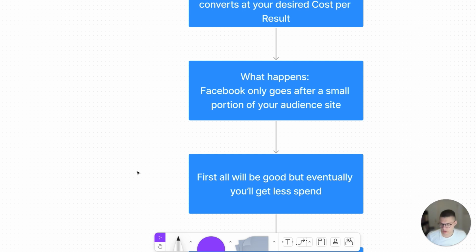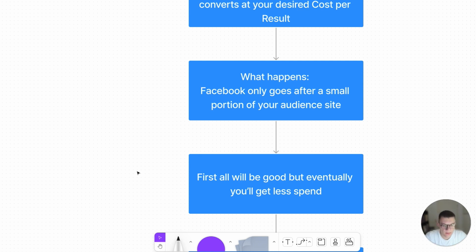So if you've run cost caps before, most likely you've seen it. Day one you get $1,000 a day spend. If you set it to 1,000 a day, then the next day you get like 800, 500, 200, to 0. It's not as extreme as I just described it, but just know that if you set a cost cap and you're running no other ads, most likely, eventually, even if it takes maybe 1 or 2 months, your cost cap will stop spending because there are no more people in the pool who Facebook thinks would convert at your desired cost result.